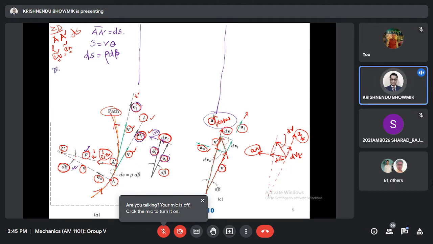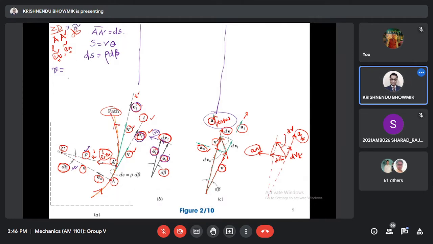Now, velocity magnitude. I'll write this as the velocity magnitude and this as the vector. Velocity is ds by dt, so rho d beta by dt. Let's separate rho out, so velocity equals rho beta dot. This dot means rate of change with respect to time, so beta dot means rate of change of beta with respect to time. Or we can write beta dot equal to v by rho. This is one observation.